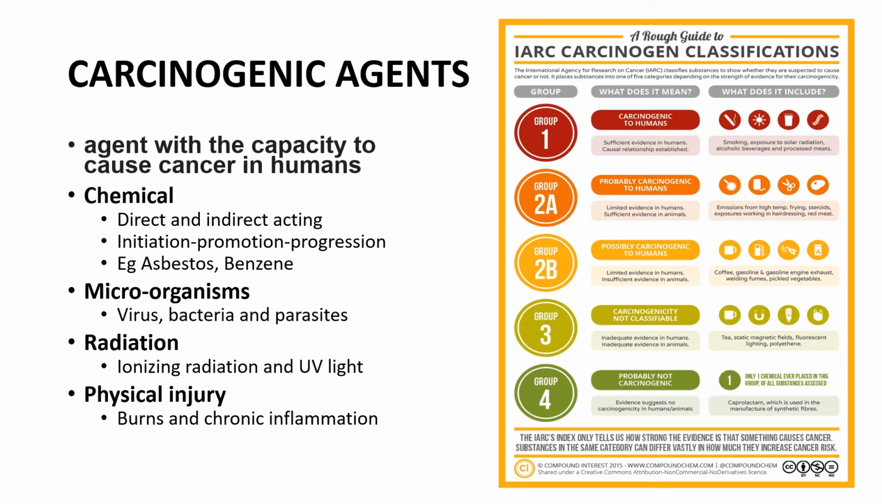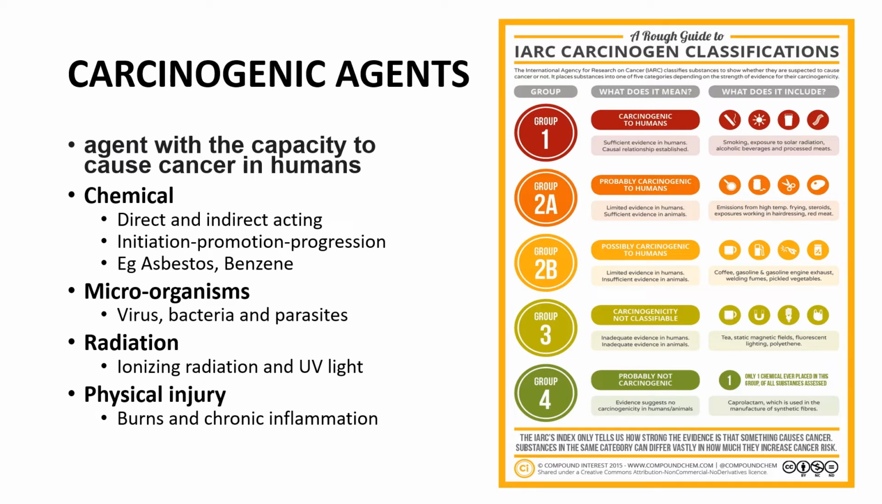Carcinogenic agents are agents with the capacity to cause cancer in humans. They can be chemicals, which can be direct or indirect acting, such as asbestos and benzene. They can be microorganisms, such as viruses, bacteria, and some parasites. There can be radiation, either ionizing radiation or UV light, or it can be physical injury, either by burns or chronic inflammation, etc. The IARC, the International Agency for Research on Cancer, divides the carcinogens into 5 groups.